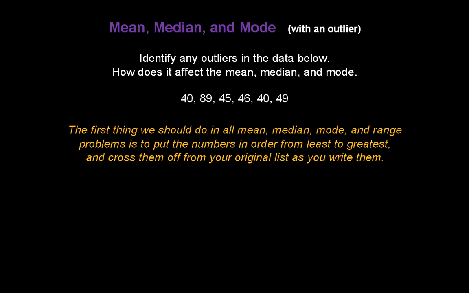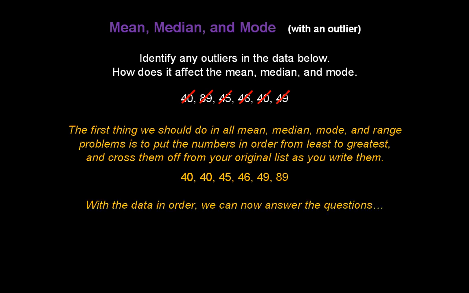Looks like the smallest number on our list is a 40. And I see another 40, 45. Then there's a 46, a 49, and an 89. Okay? So there's our list in order from least to greatest. Now we can answer the questions.